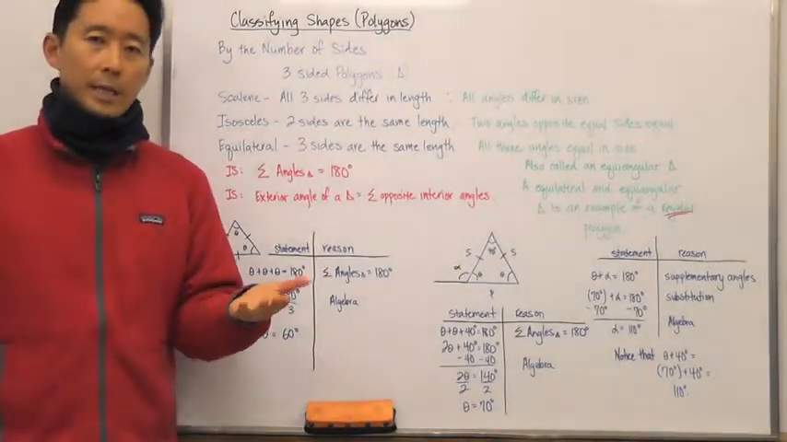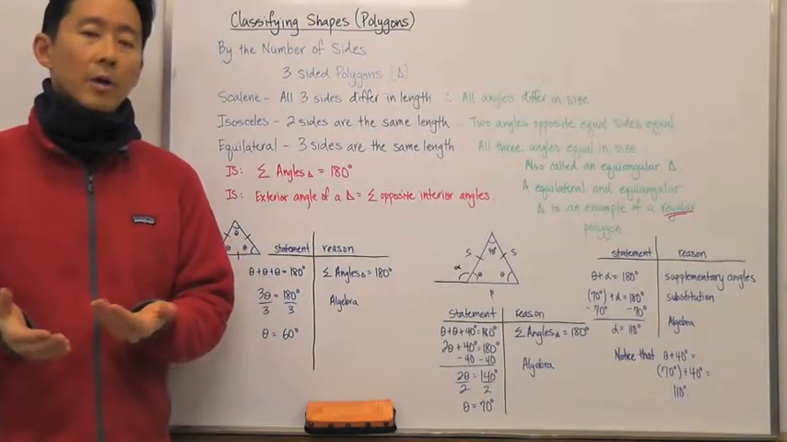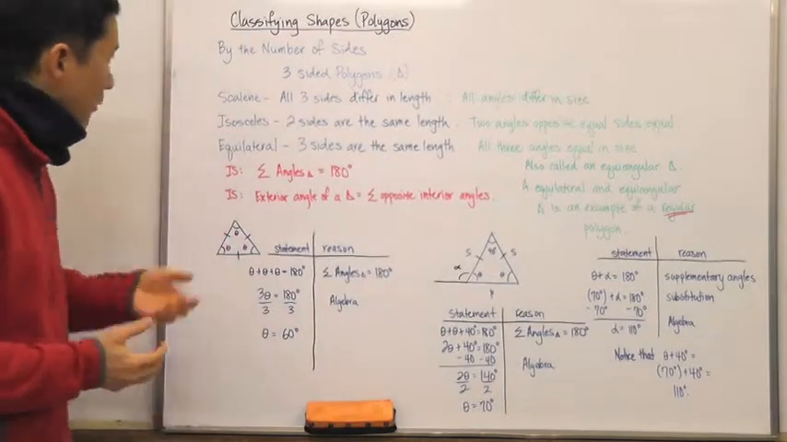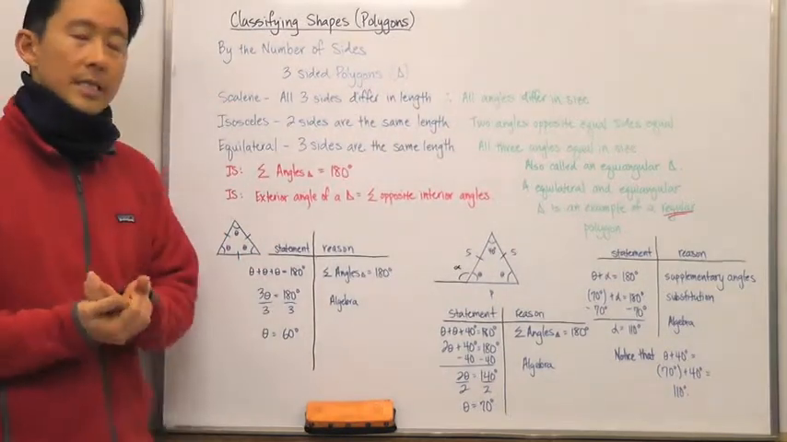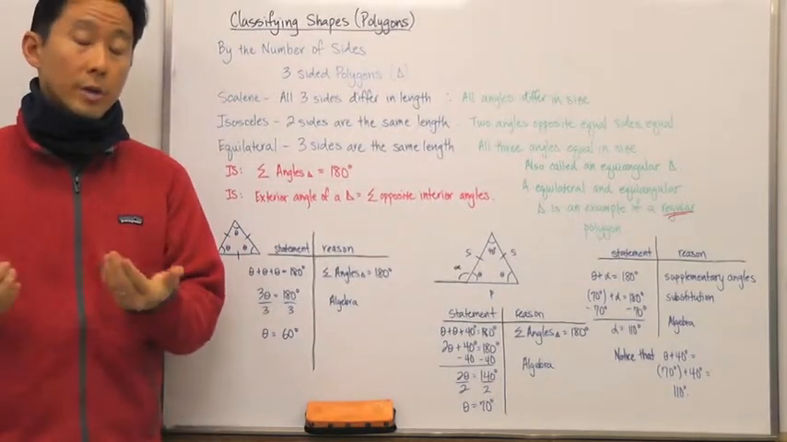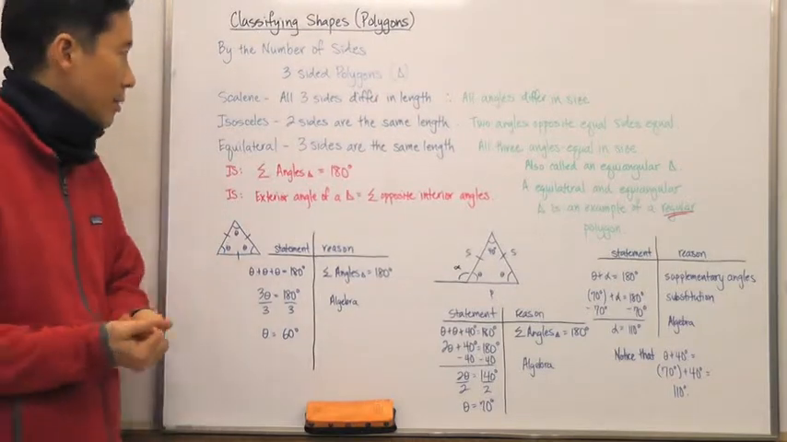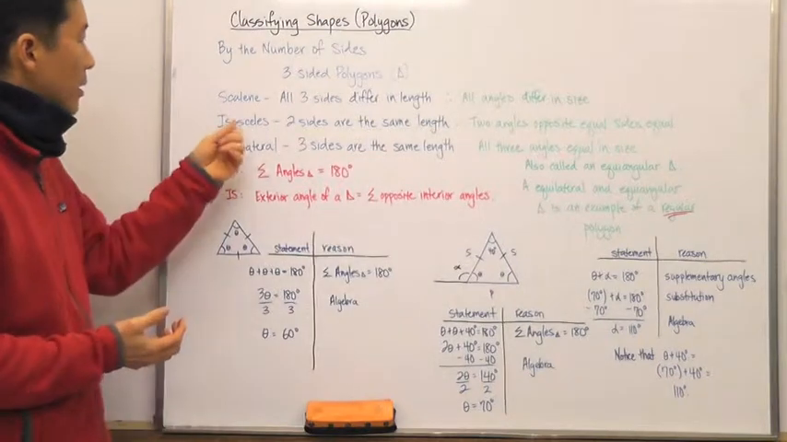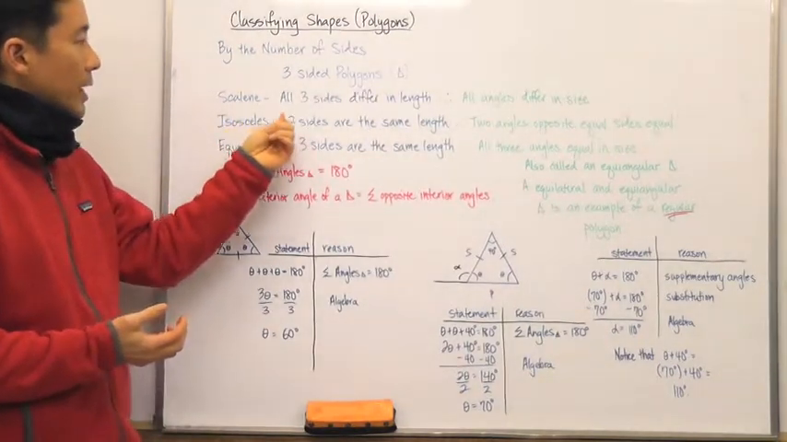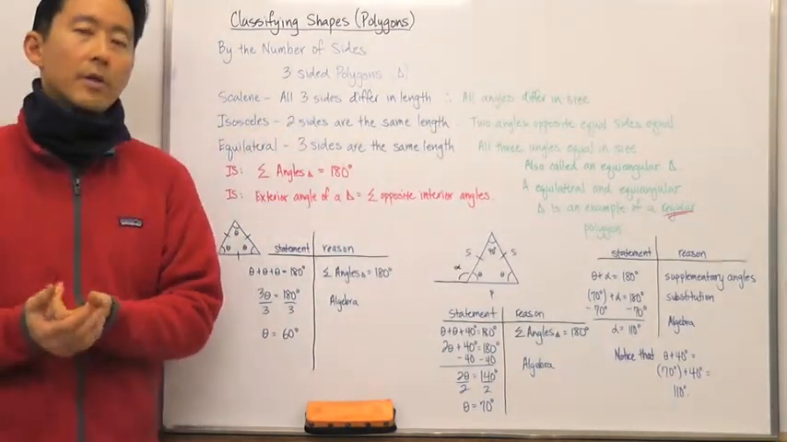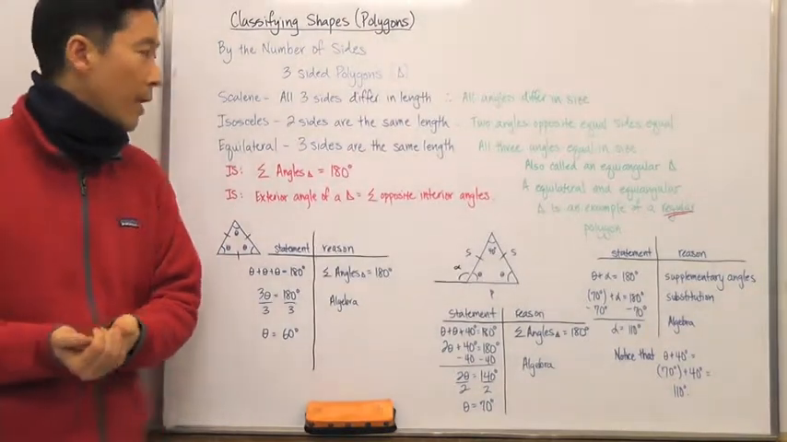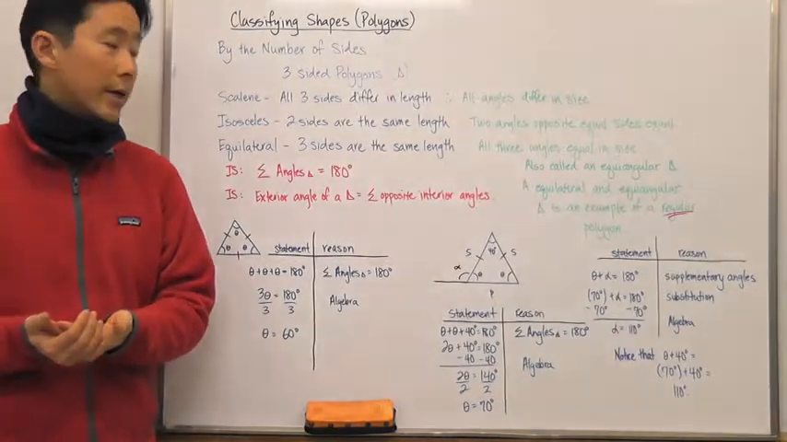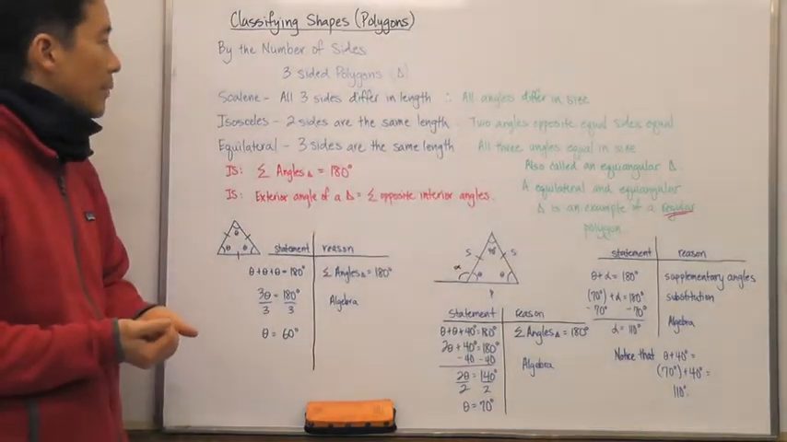based upon whether the lengths of the sides of the triangle are all different, some are the same, or all of them are the same. And we call them these. We call the three-sided polygon, or the triangle, a scalene triangle if all three sides differ in length. We call a triangle that has two sides that are the same length an isosceles triangle. And if all three sides have the same length, then we call that triangle an equilateral triangle.